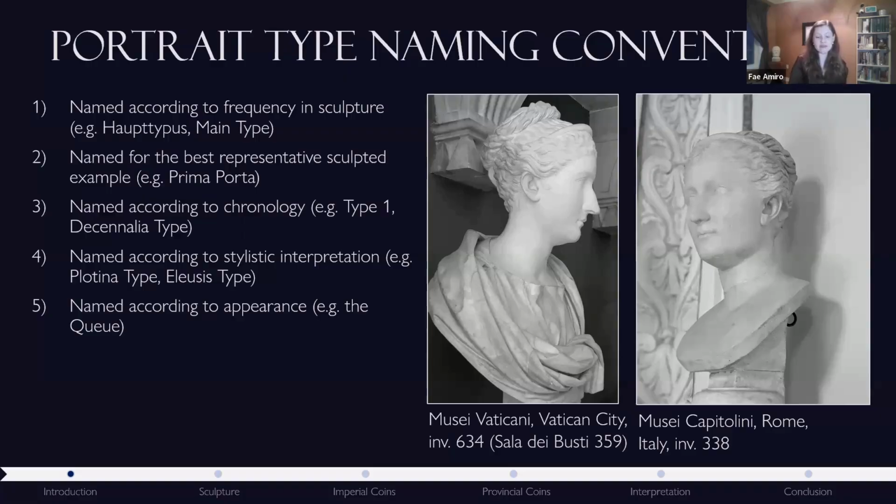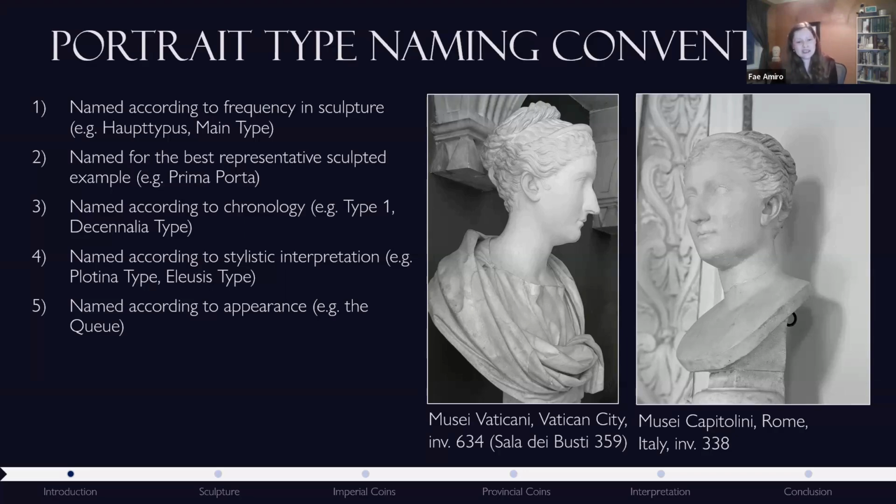The second one is the most common, which is naming based on the best representation in sculpture of the type. Prima Porta is probably the most famous, Augustus's main portrait type, named after that famous Prima Porta statue from Livia's villa, the most classic, most identifiable Augustus of all time, which kind of artificially gives priority to an individual sculpture over the other ones, usually based on the quality of the copying, but also based on the quality of conservation, which doesn't necessarily mean it's going to actually be the most accurate to the original model.